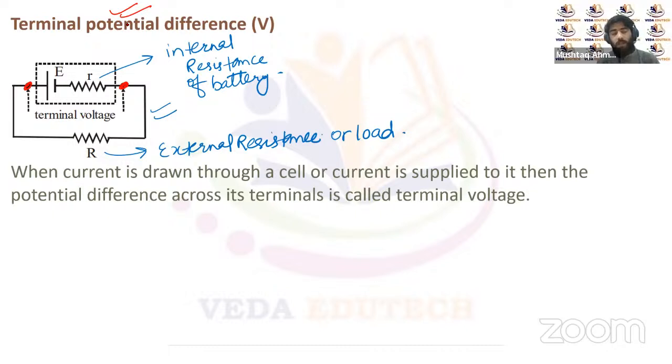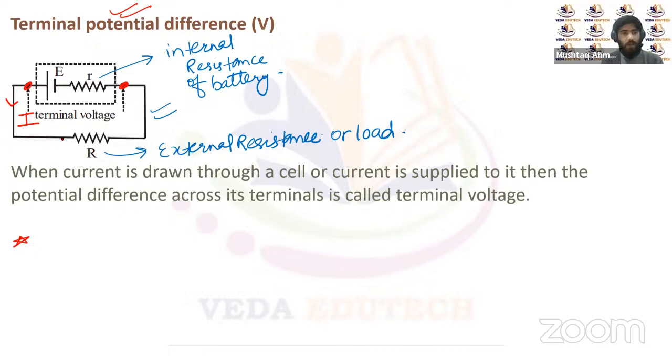Then in that case, there will be some potential drop across the internal resistance of a battery as well. So there will be a different potential difference across the external load, or we can say across the two ends of a battery. That potential difference we call the terminal potential difference. So we can rewrite it like this. Let's suppose the current I has started to flow through the battery.